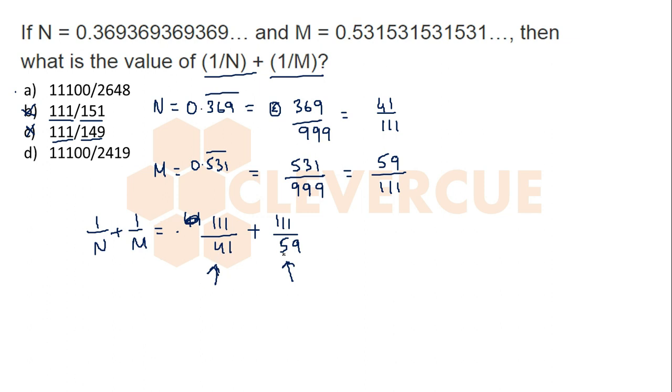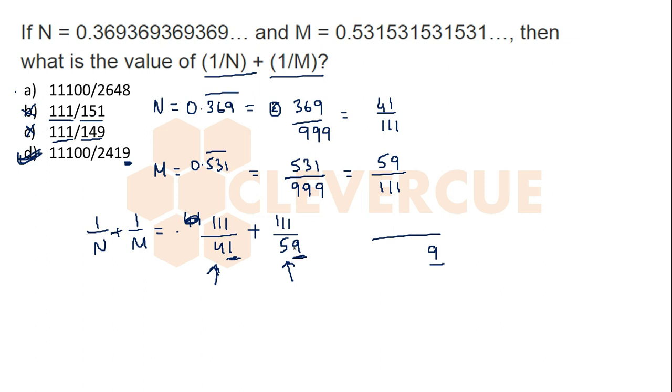Now the LCM of 41 and 59 is 41 into 59 itself. So when you multiply this unit digit and this unit digit, the unit digit of the LCM will be 9. So the answer will be option D, because only in this one do you have 9 in the denominator. See, this is why we could do it straight away, because 41 is a prime number.